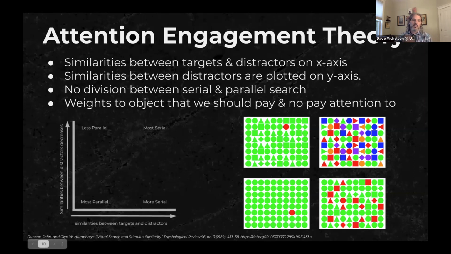So if you look at our chart here, as the similarities between distractors decreases, we start seeing less parallel searches. The similarities between targets and distractors, we see this less serial. As we get up into the upper quadrant, we see the most serial, really the hardest searches. And you can see this being illustrated right here in these 4 graphics as all the different distractors. Right? Pretty simple, I think, to kind of get that.